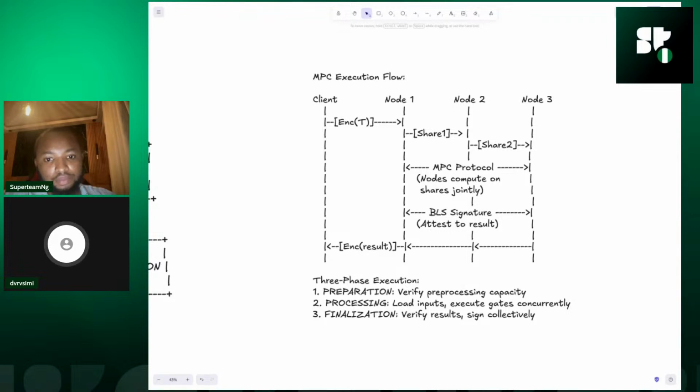Just know that the execution is in three phases. First, verify that I can even process this, that I have the capacity to process whatever you are bringing. Then you load the inputs and execute the logic. It could be multiplication, addition, anything, but those computations are processed secretly. Then finalization. This finalization is what leads to the callback, in the sense that whatever result comes from the computation has to be returned.